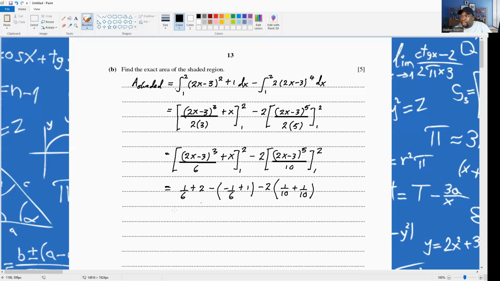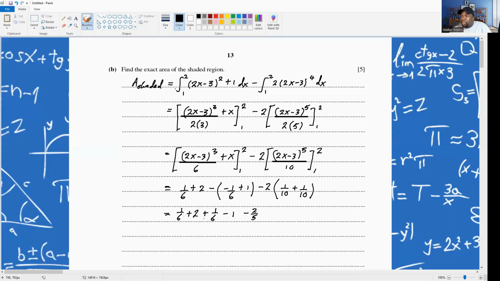So this is what we have, and that's what we need to simplify. So we have a sixth plus 2 plus a sixth, and that's minus 1. All right. And it's minus 2 of a tenth plus a tenth. A tenth plus a tenth is a fifth, and times 2, that's 2/5. So basically we have it like this, all right?